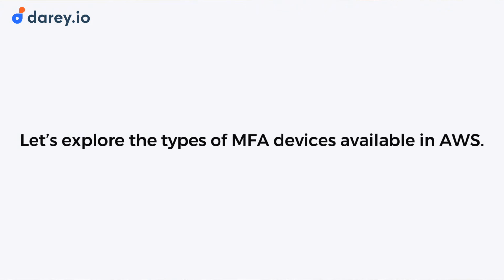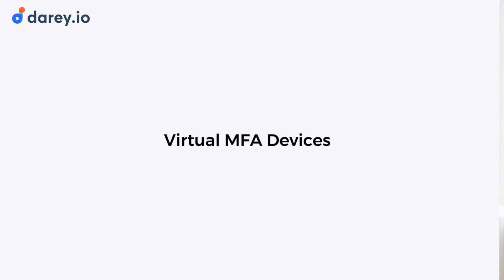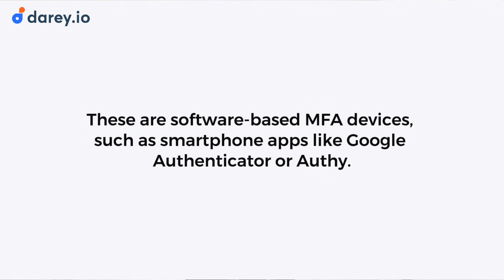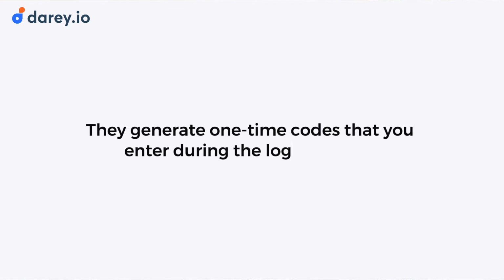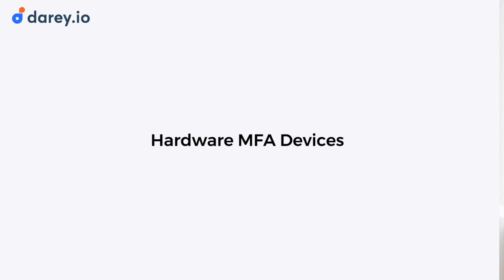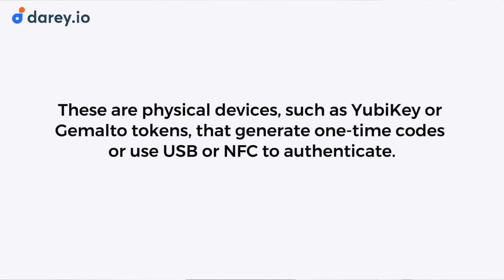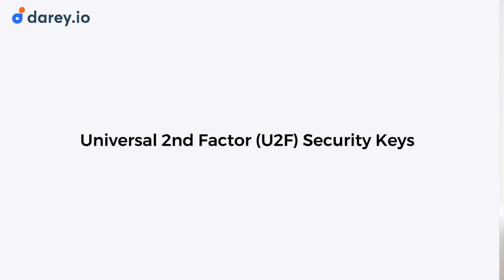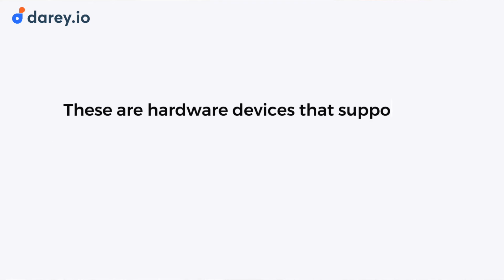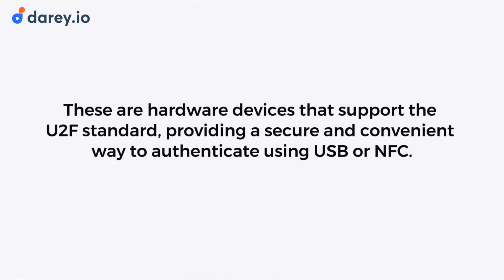Let's explore the types of MFA devices available in AWS. Virtual MFA devices. These are software-based MFA devices, such as smartphone apps like Google Authenticator or Authy. They generate one-time codes that you enter during the login process. Hardware MFA devices. These are physical devices such as YubiKey or Gemalto tokens that generate one-time codes or use USB or NFC to authenticate. Universal Second Factor, U2F, security keys. These are hardware devices that support the U2F standard, providing a secure and convenient way to authenticate using USB or NFC.